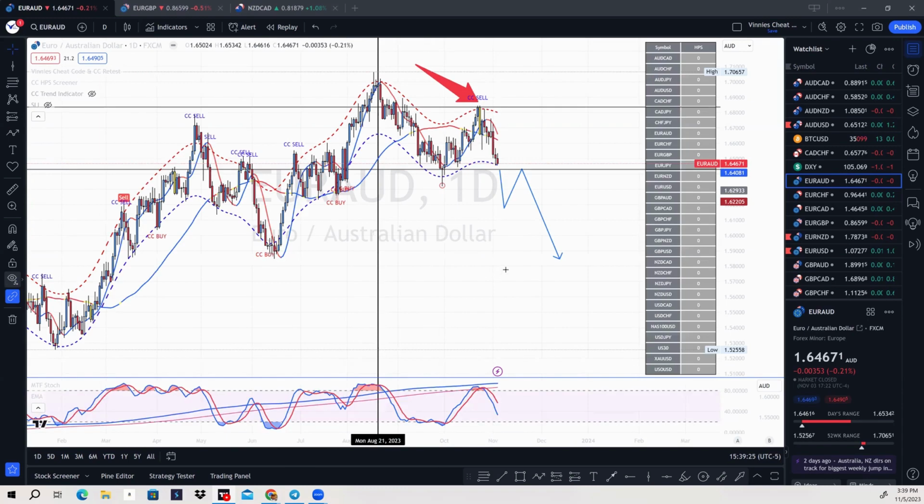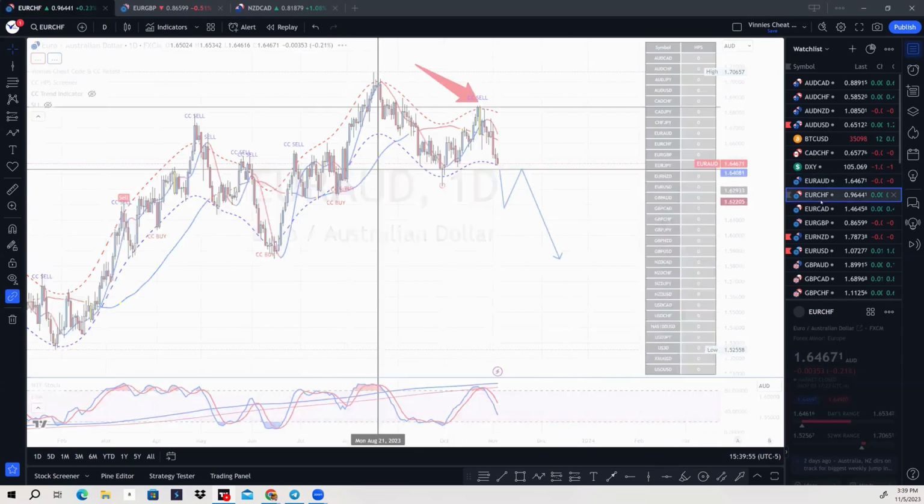So let me turn on the cheat code indicator. On the cheat code indicator, we use the 47 moving average. A lot of people use a 50, but I use a 47. I like the 47. And as you can see, it has turned red, giving us indication that we are selling. The market is selling on Euro AUD. So that means we should be looking for opportunities to sell Euro AUD because the market is selling. So we want to go with the trend.